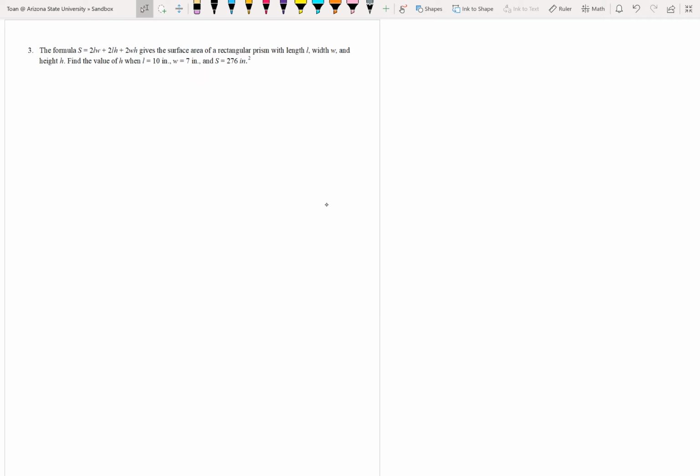Number 3 looks like it's a scary looking problem. It gives you a big, ginormous equation here. But notice how it also gives you numbers for the variables. So this was a lot scarier than it really is. If they give you a formula or an equation, but then they give you numbers for those variables, all I have to do is plug it in.